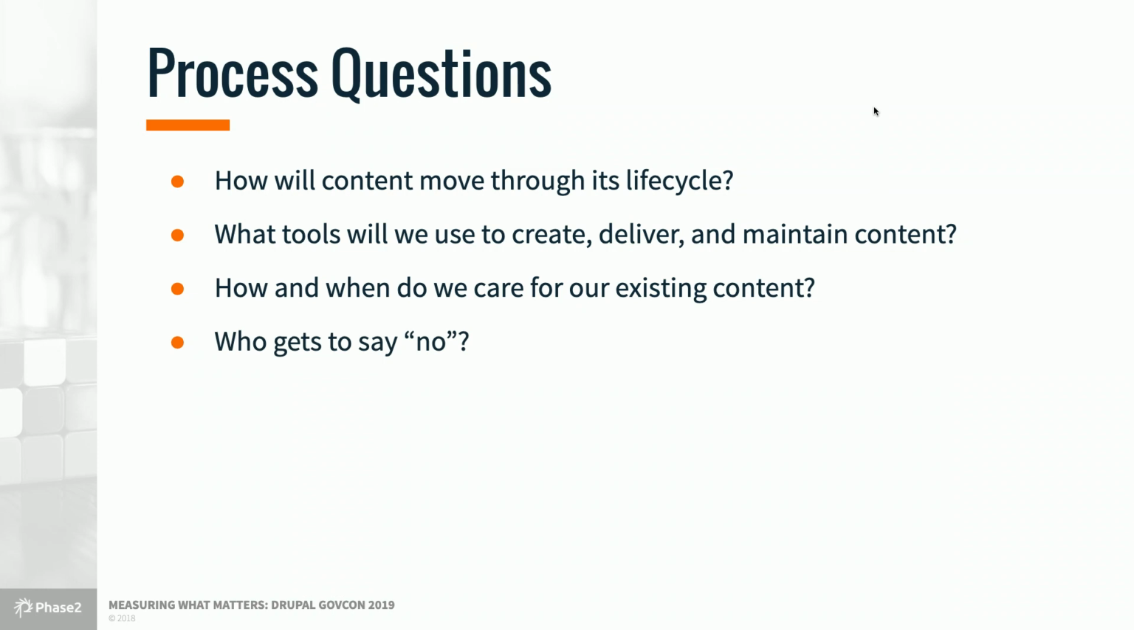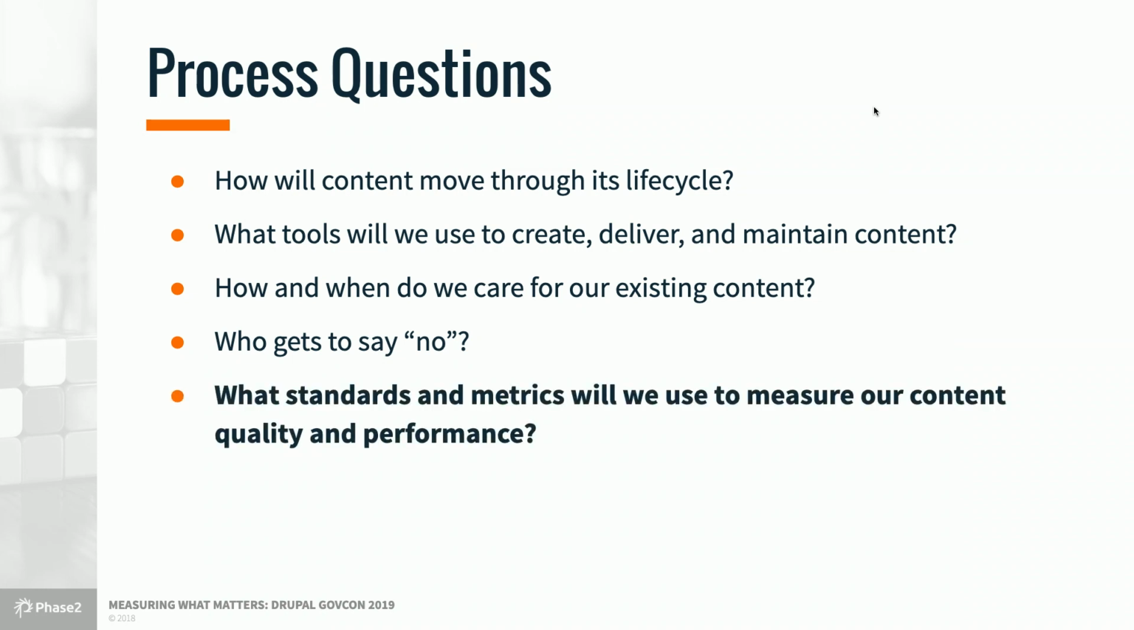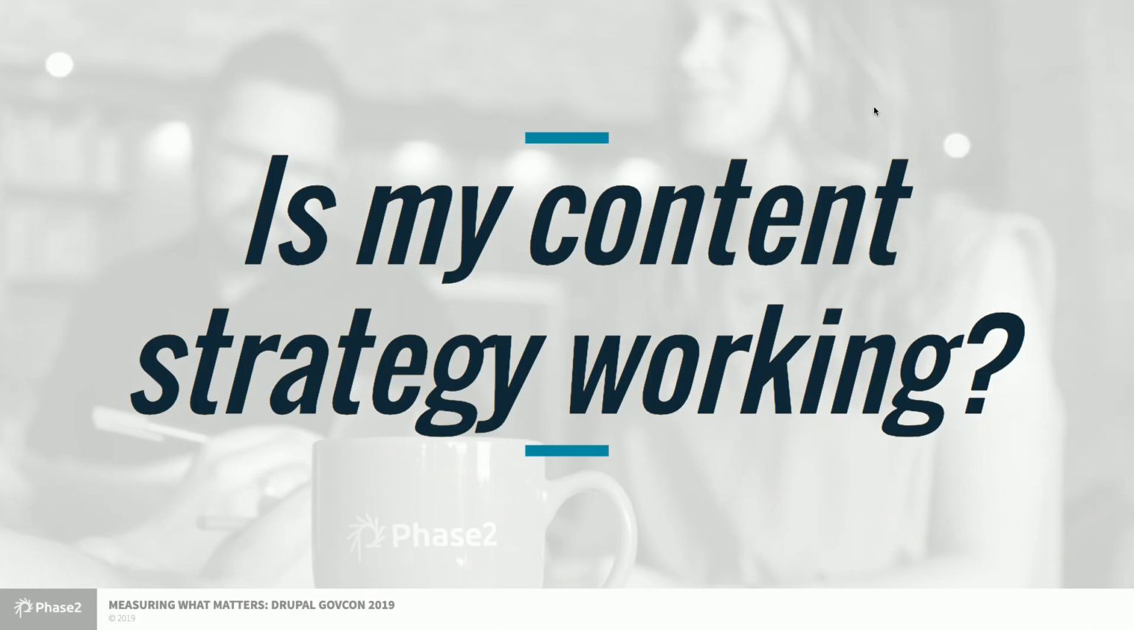Who gets to say no is an important part of this. In every organization, there's that one stakeholder who can put the kibosh on everything. Who gets to say no? Having a clear view of who that is is really important to understanding your overall strategy. And of course, what standards and metrics do we want to use to measure our content quality and performance? Another way to ask this is, is my content strategy actually working?